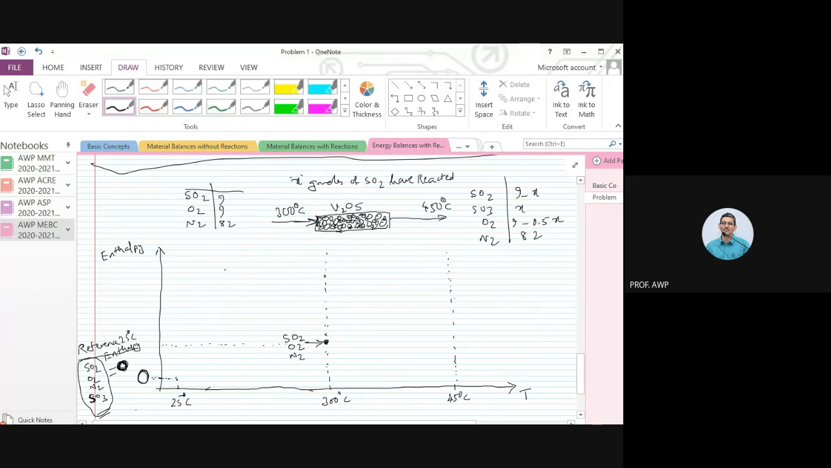SO2 gas is coming in, oxygen gas is coming in, nitrogen gas is coming in. When this gas encounters the catalyst, some reaction will happen. Let's say out of these 9 gram moles at the entry, let me draw this a little bigger, so that I can explain properly.